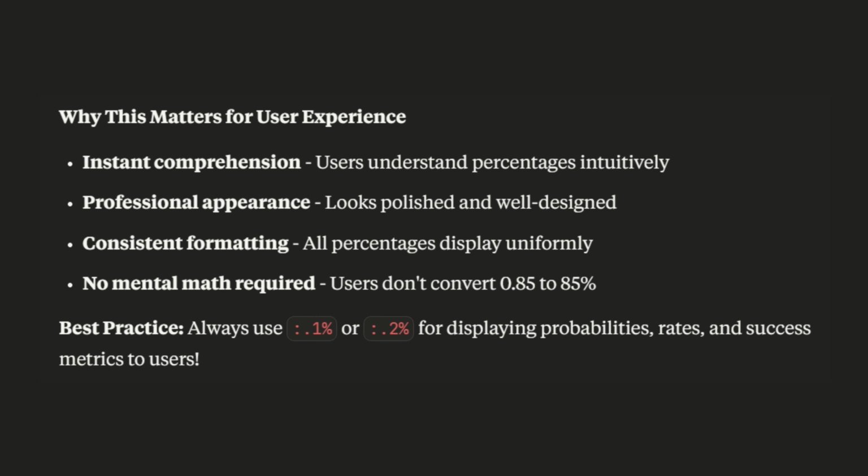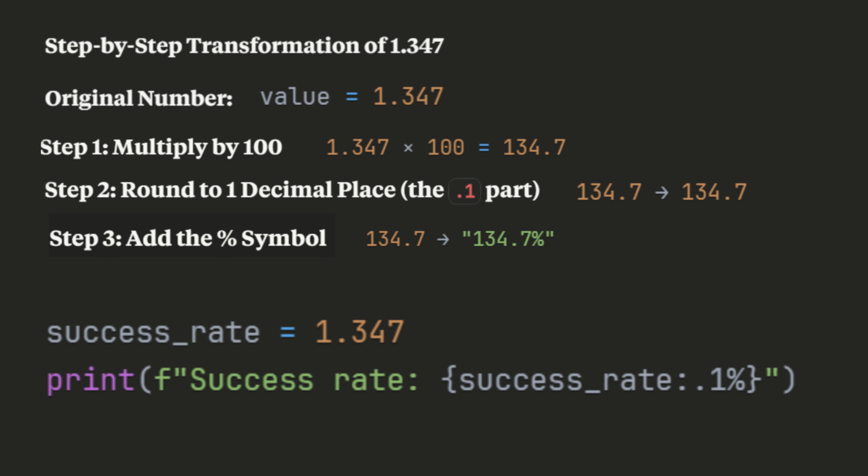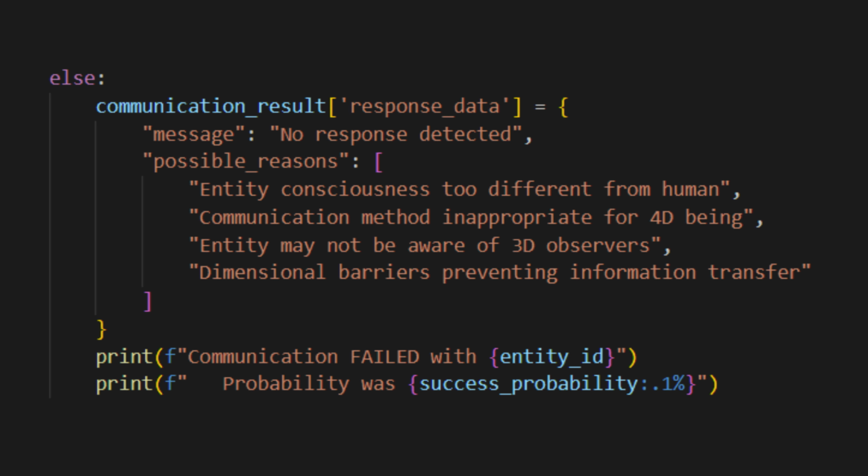So success probability contains a decimal, like it could be 0.347, representing 34.7% chance. The colon dot 1% applies percentage formatting with one decimal place precision. The percent formatter automatically multiplies the decimal by 100. 0.347 times 100 equals 34.7. Rounds to one decimal place, 34.7. Adds the percentage symbol, 34.7%. So our F string here will transform the 0.347 into the readable 34.7%.